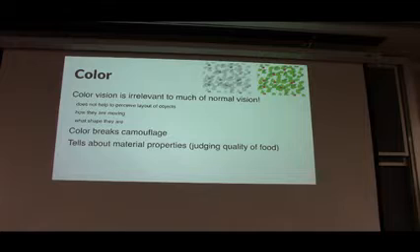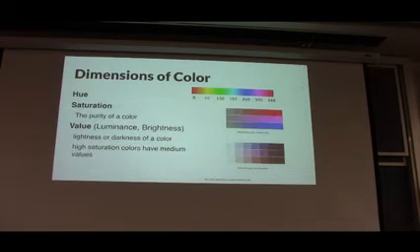So it's easy to spot, for example, the red cherries here among the many green leaves. And it also tells us about material properties. For example, by using color, we are usually able to judge the quality of food. Is an apple fresh or is it rotten? It changes color for that. And so these are theories of why color vision developed.